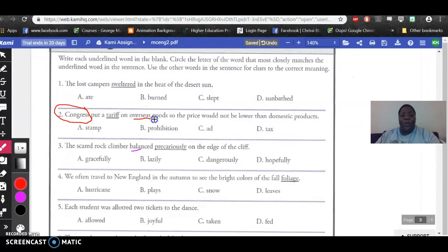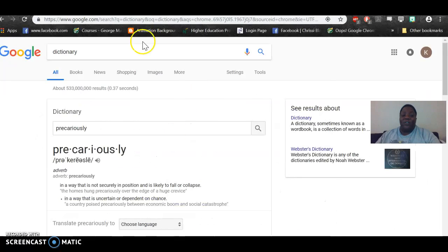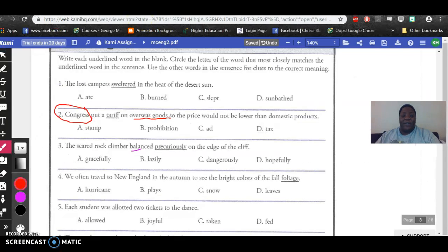So put a tariff on overseas goods. Now, if you don't know what this one means, I would highly recommend looking it up in the dictionary. What are overseas goods? Overseas goods are products that have come from overseas, such as China, or any other place from which products come into the United States. So the price would not be lower than domestic products. Domestic products means the opposite of overseas products. Again, if you were trying this on your own, it's a good time to use the dictionary and increase your vocabulary as well. Domestic products are products that are made in the United States in our instance, okay? So overseas goods and domestic products, okay?